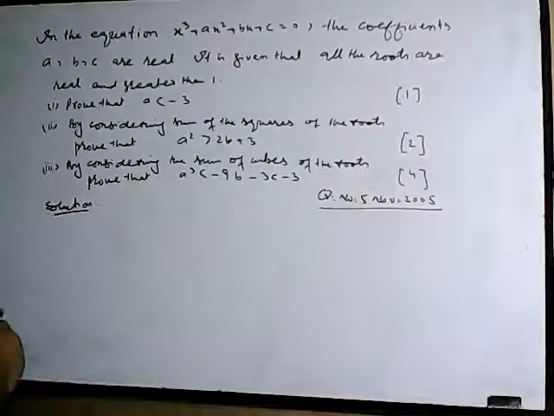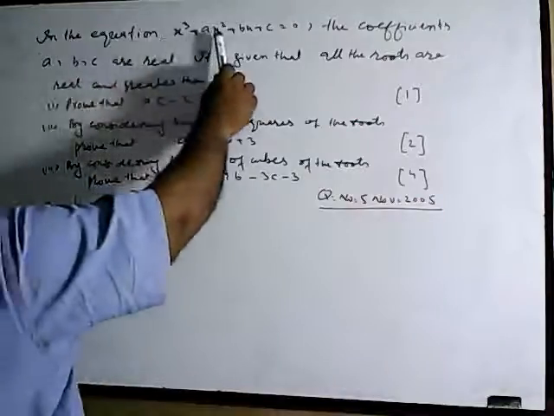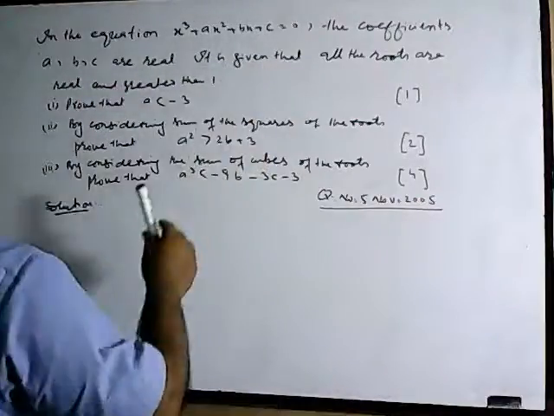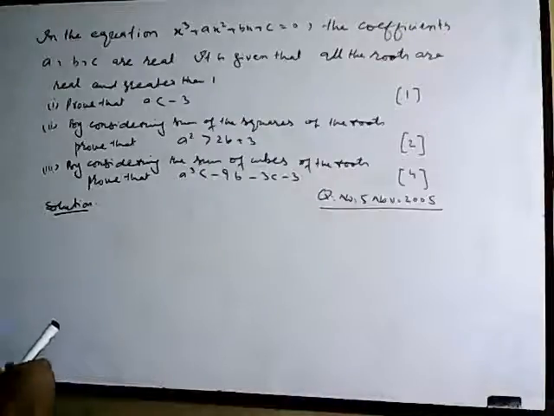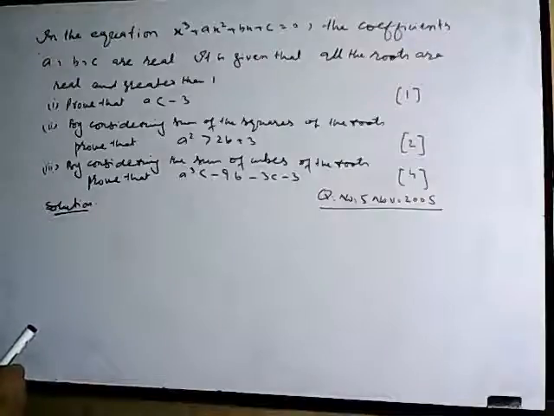This is another question from the polynomial equations. It says, in the equation x cubed plus ax squared plus bx plus c equals 0, the coefficients a, b, c are real. It is given that all the roots are real and greater than 1. Prove that a is less than minus 3. We have to first prove that a is less than minus 3.